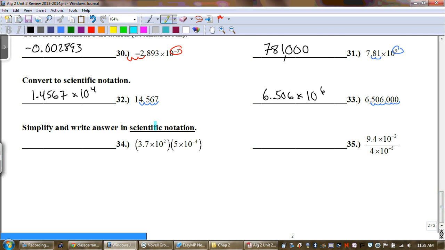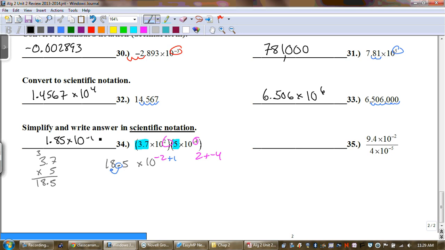Simplify and write your answer in scientific notation. We have to do the operation first. So we have 3.7 times 5, which gives me 5, carry the 3, 15, 18. So 18.5 times 10. And then I have to add my exponents, okay? So 2 plus -4 is -2. Now, it's not in scientific notation. I have to move it 1 spot to the left. They have to move it 1 spot to the right. Okay, so my final answer is 1.85 times 10 to the -1st.